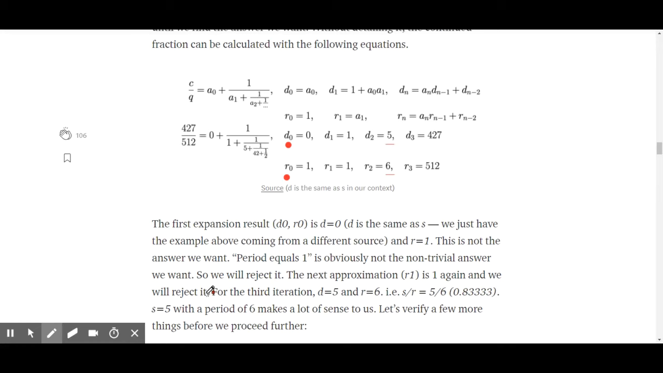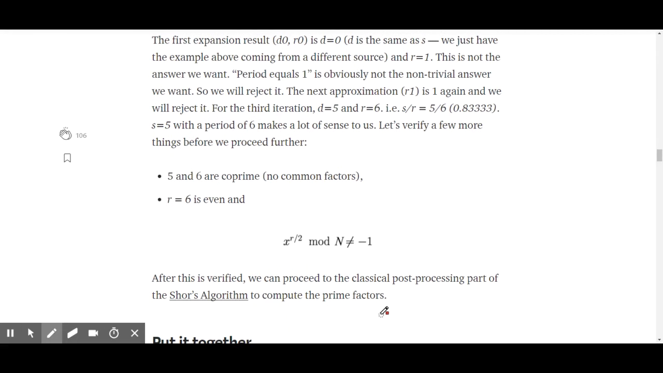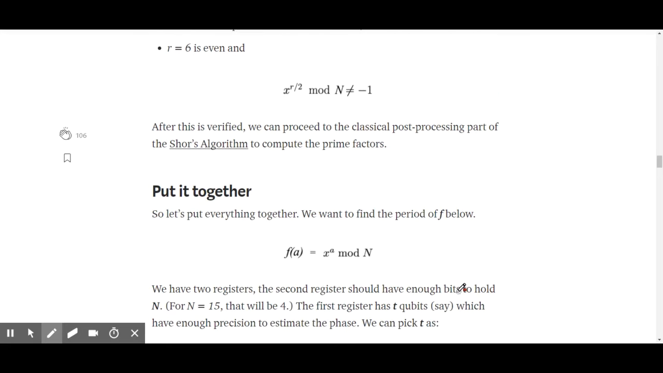S5 with a period of 6 makes a lot of sense to us. Let's verify a few more things before we proceed further. 5 and 6 are co-prime, no common factors. R equals 6 is even. And x to the power of r divided by 2 mod n does not equal minus 1. After this is verified, we can proceed to the classical post-processing part that shows the algorithm to compute the prime factors.